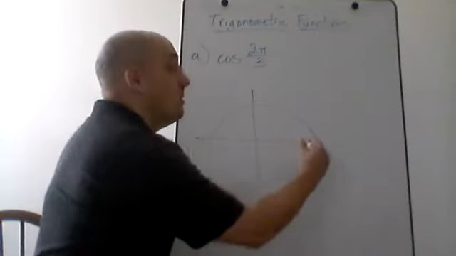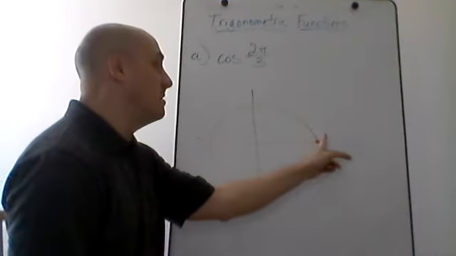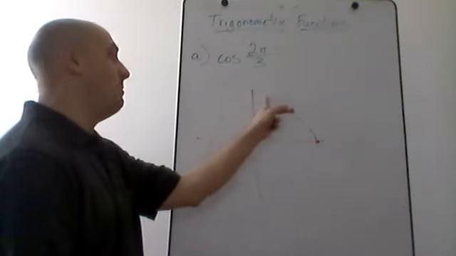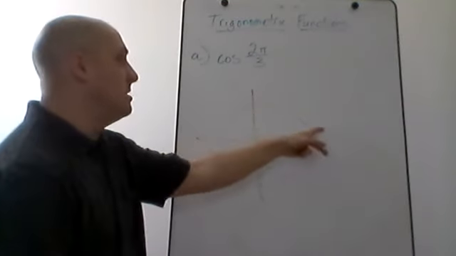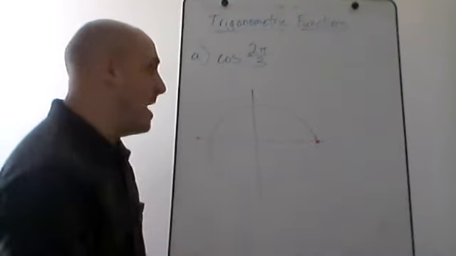If I start here, we're always starting on that positive x-axis, and then since it's a positive number, I start moving upwards here, going counterclockwise, and then when I travel a distance of 2 pi over 3 around the circumference, where do I end up? Which quadrant am I actually in?